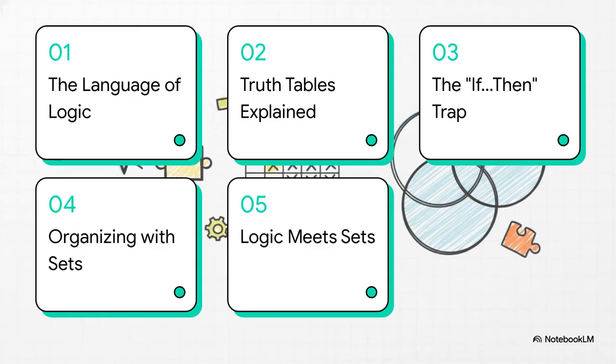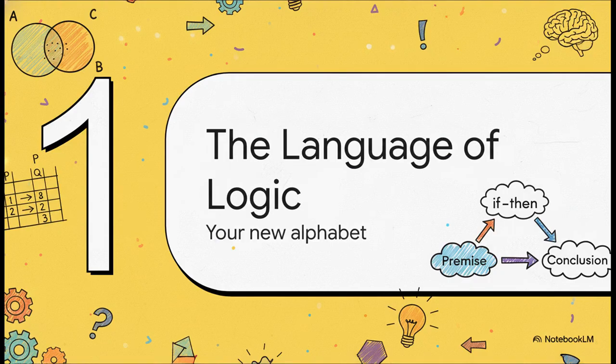So here's the game plan. First, we'll learn the basic alphabet of logic. Then, we'll figure out the rules of the road with something called truth tables. After that, we are going to tackle the trickiest, most misunderstood phrase in any argument, the if-then statement. From there, we'll check out a much more visual way to group ideas using sets. And finally, we'll pull back the curtain and see how these two languages are basically two sides of the very same coin. All right, let's jump in.